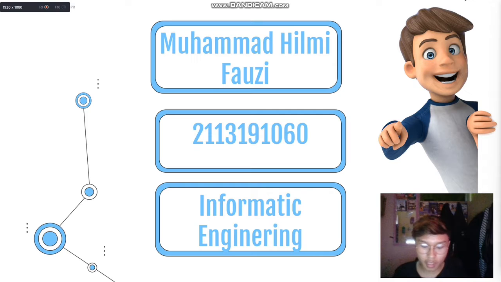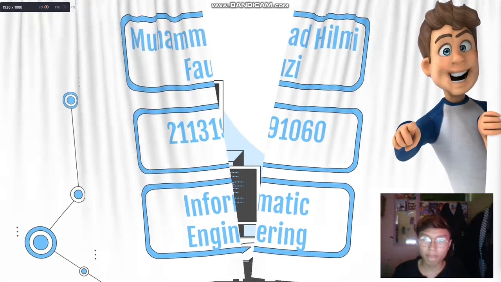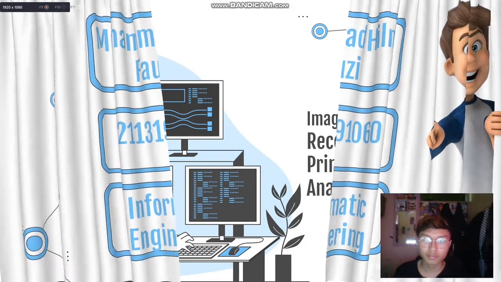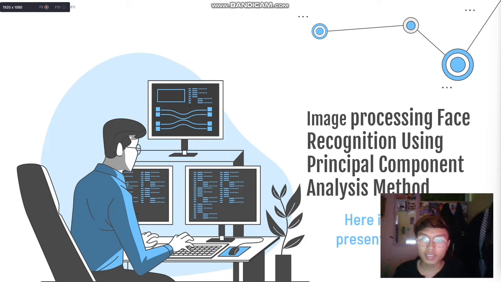I'm currently studying at the University Campus of Sangga Buana. My name is Muhammad Demi Fauji, NPM 211-319-1060, Informatics, Faculty of Informatics Engineering. Here I will concentrate on the review of an international journal with the PCA method, or principal component analysis. Next, image processing: face recognition using the principal component analysis method.